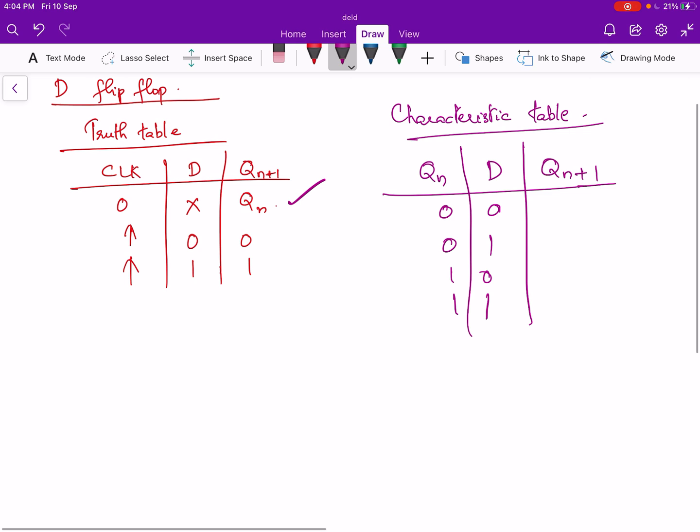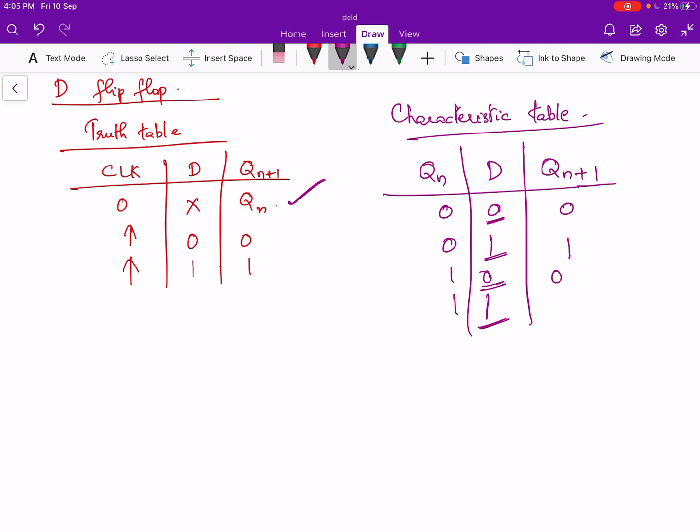So in all these cases a clock pulse is applied. When D is 0, whatever the value of Qn, Qn plus 1 will be equal to 0. And if D is 1, then Qn plus 1 will be equal to 1. And again when Qn becomes 1, then again D is 0. So since D is 0, Qn plus 1 will also be equal to 0.